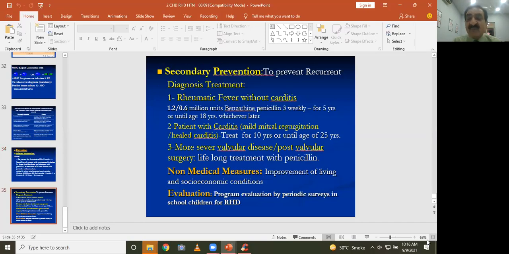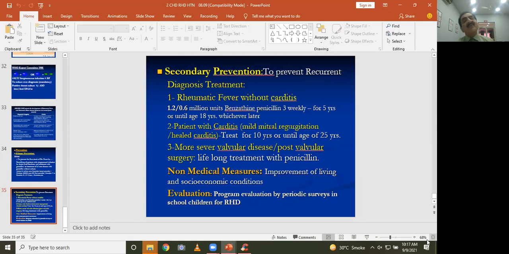But if all the signs and symptoms are there, plus the lab evidence, and you have applied the Jones criteria, two major manifestations plus lab evidence, or one major and two minor manifestations plus lab evidence, and you diagnose rheumatic fever without carditis, no heart involvement, no valvular involvement, no murmur, no congestive cardiac failure, no chest pain due to pericarditis. If only simple rheumatic fever is there, then what treatment should be given, and for how long?